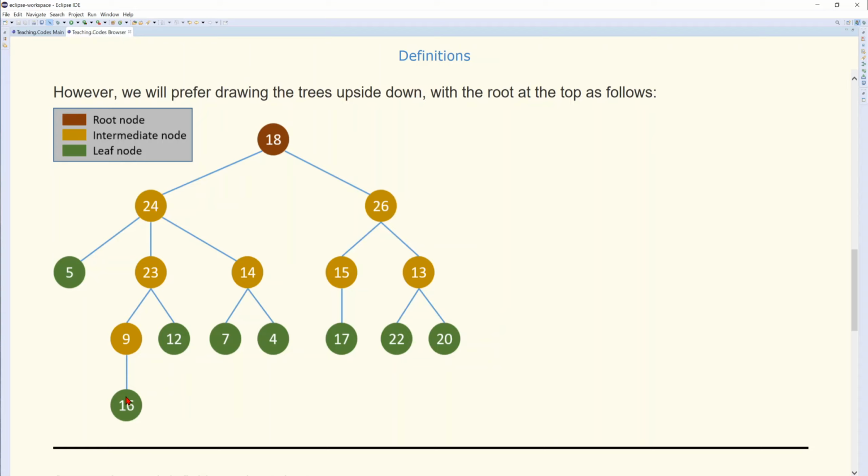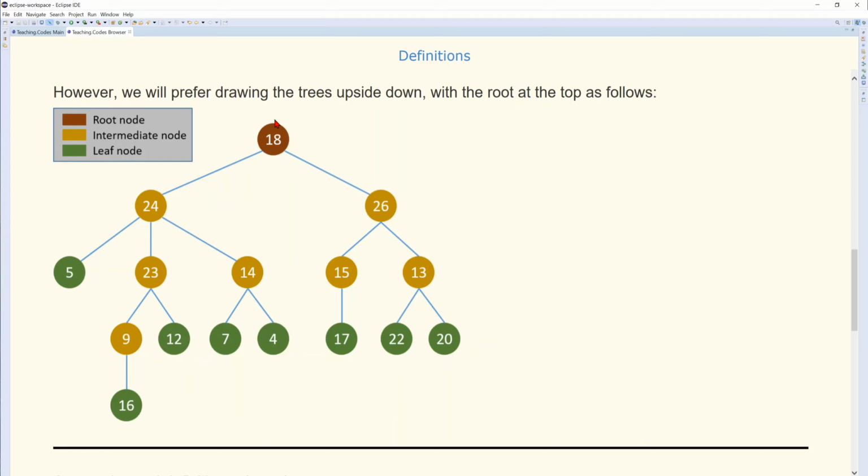Okay. Now we also talk about the height of the tree. The height of the tree is the height of the root. So in other words, the height of the tree is the longest path between the root and any leaf node. Among these leaf nodes, the furthest one is 16, which is 4 hops. Therefore, the height of the whole tree is equal to the height of the root, which is 4.